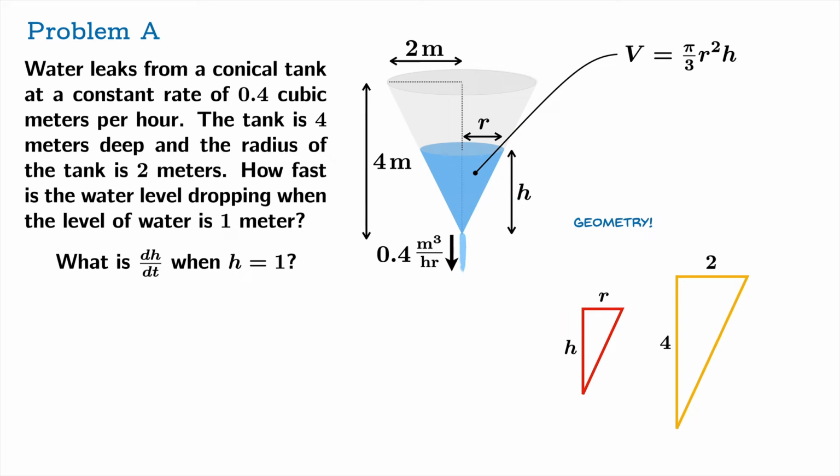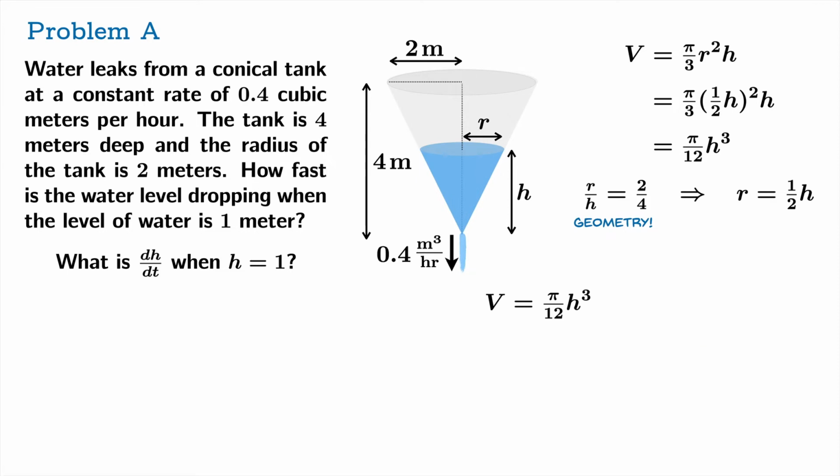These 2 triangles are similar. So the ratio of r to h is the same as the ratio of 2 to 4. So r over h equals 2/4, which means that r is 1/2 h. Now we can substitute this directly into our formula for the volume of the water, simplify that, and we get that the volume is equal to pi over 12 h cubed.